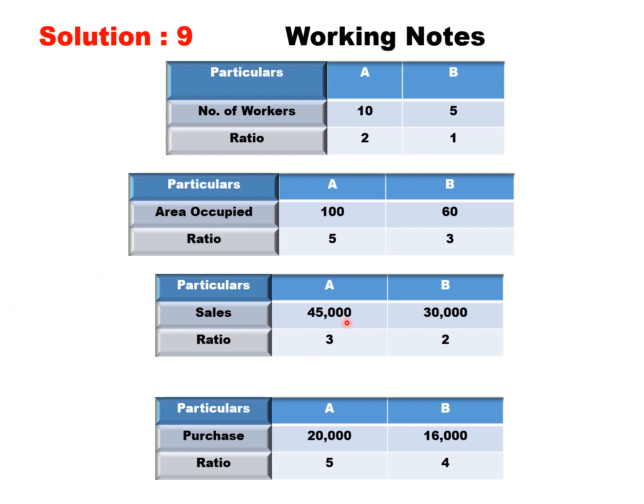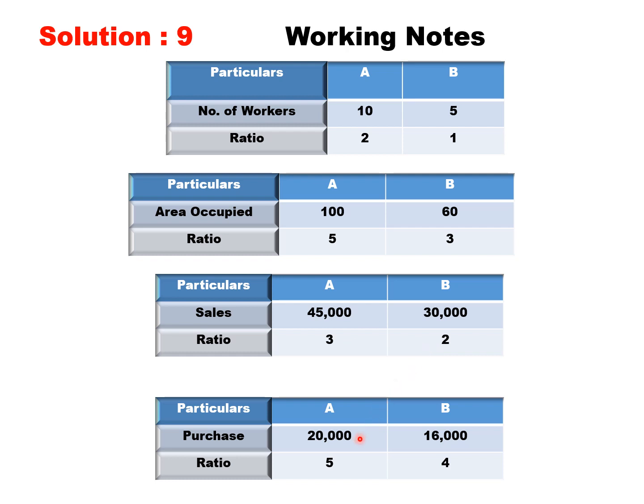Next, sales. Department A 45,000 and B 30,000. So simplify: 15,000 threes are 45,000, 15,000 twos are 30,000. So the ratio will be 3:2 if you simplify. So sales ratio will help us to distribute discount allowed.